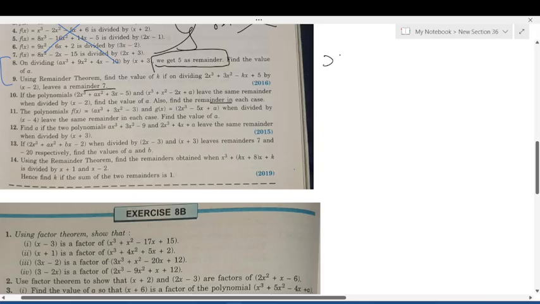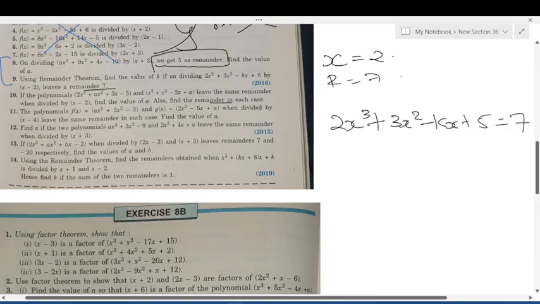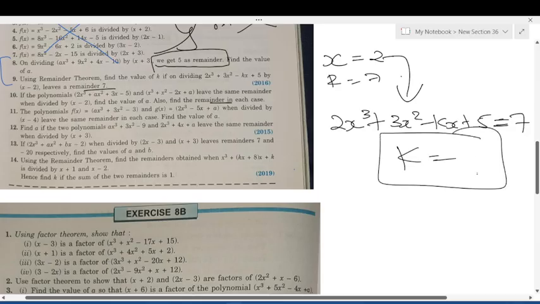What will be the value of x for ninth one? What will be the value of x, students? X is 2, remainder is 7. So your equation will be like this: 2x cube plus 3x square minus kx plus 5 is equals to 7. Okay. You can copy this or just skip this. Place the value of x here, you'll get the value of k. If you substitute, you'll get the value of k.